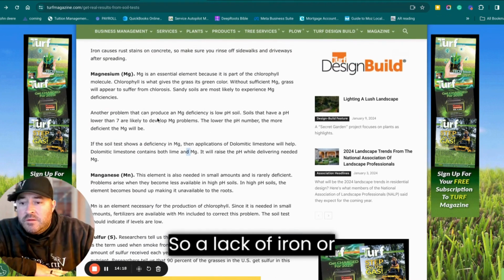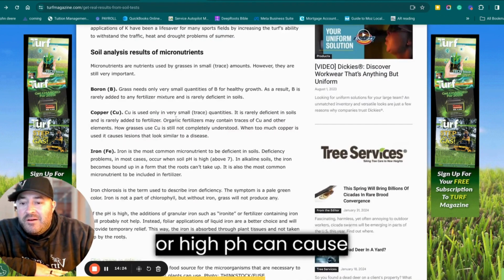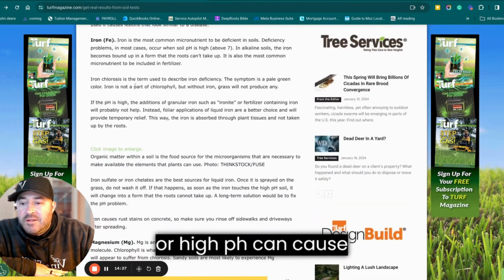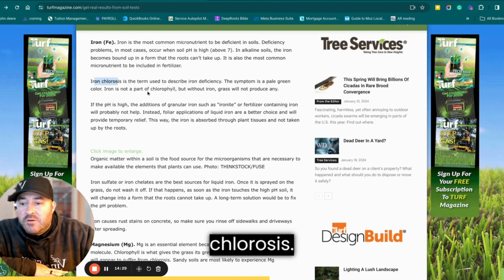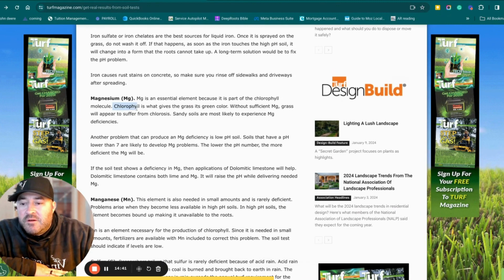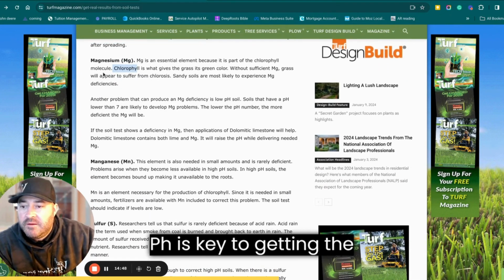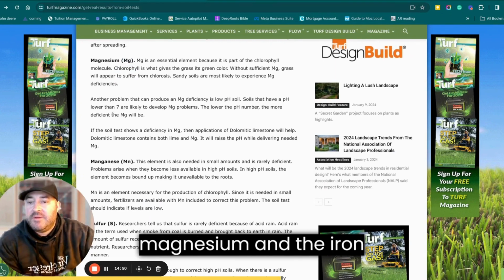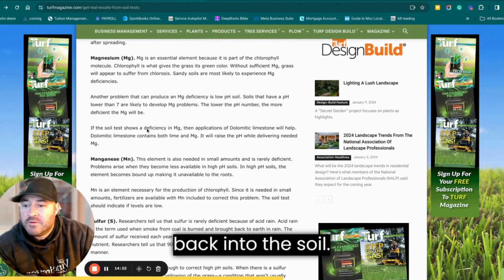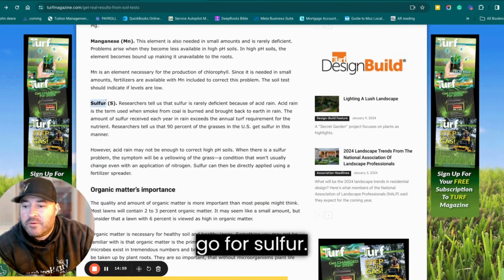So a lack of iron or a high pH can cause chlorosis, or low pH can cause chlorosis. pH is key to getting the magnesium and the iron back into the soil. Or, yeah, manganese, and then we're going to go for sulfur.